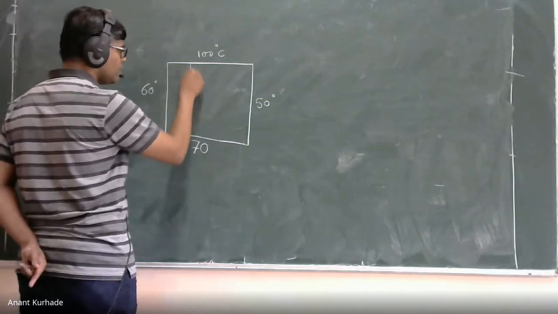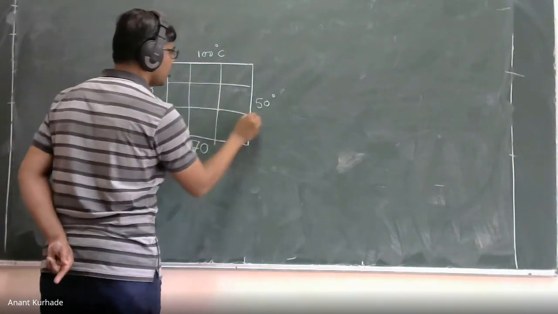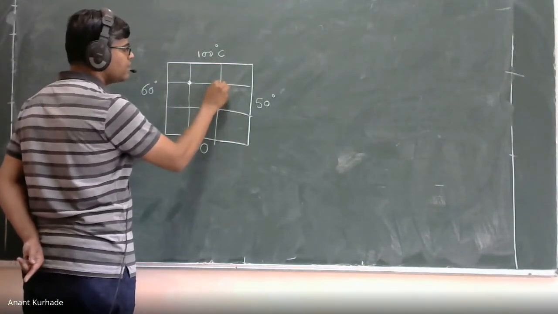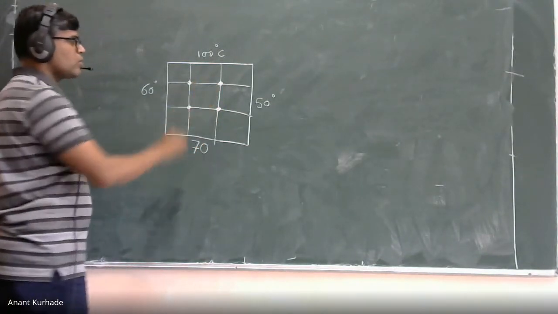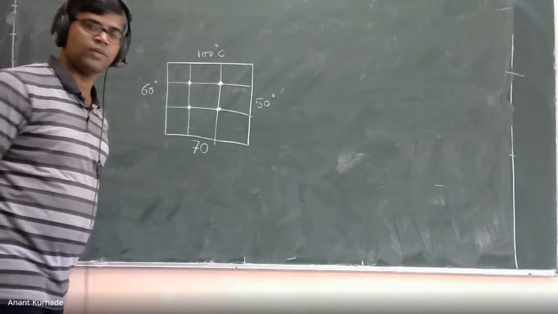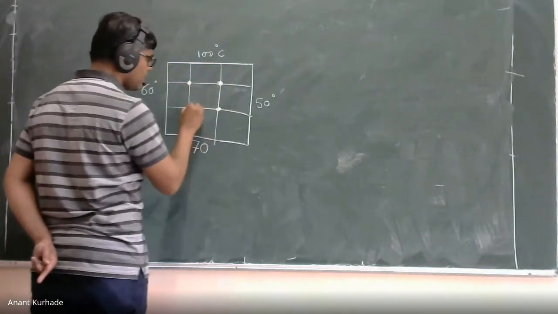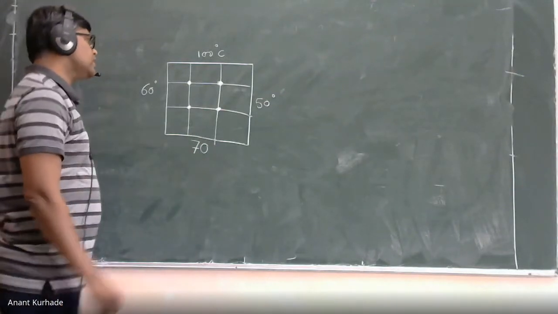Suppose you have a mesh like this, equally distributed, and you have to find the temperature at this node, at this node, and so on. We have four nodes, and we have to find the temperature at each node. How to find that if we have been provided the Laplace equation, and when we have been provided Poisson's equation.